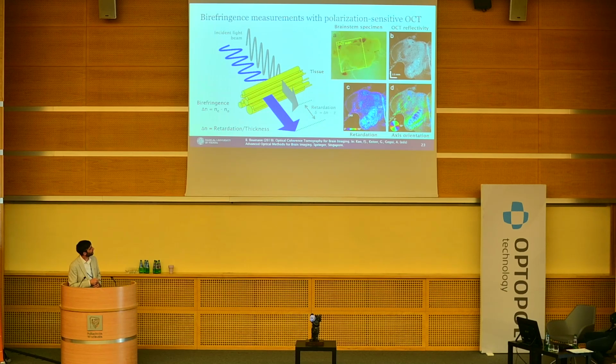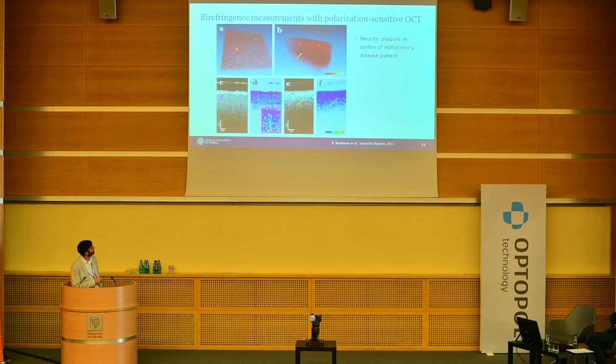And here I'm showing an example of the brain stem. So this would be the location in the back of the head here. This is of course not in vivo. This is a photograph. This is the reflectivity image showing us how much light is coming back from which location, and the retardation image showing us where we see more or less retardation here, and the axis orientation showing us the orientation of the birefringent fibers, which allows us some kind of tractographic imaging here.